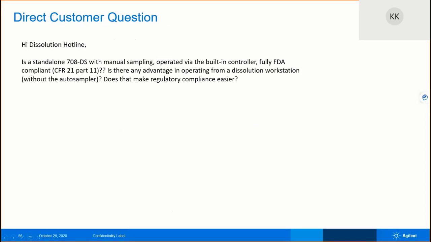So the question was, is a standalone 708DS, so that is our apparatus 1 or 2, with manual sampling, operated via the built-in controller, that is a touch screen, fully FDA compliant? So 21 CFR Part 11. Is there any advantage in operating from a dissolution workstation? That's the software. Without even an auto sampler, and does that make regulatory compliance easier?